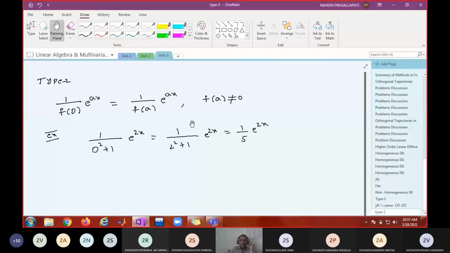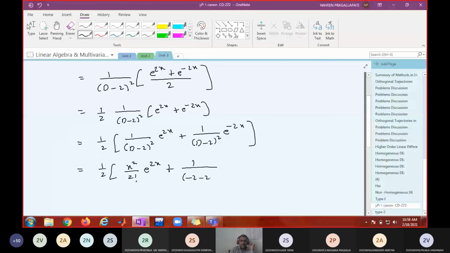Yes. Now, according to this, what is the answer now? Replace d with minus 2. What is minus 2 minus 2? Minus 4, whole square, e power minus 2x. Is this non-zero or 0? This is non-zero. You cannot apply the same technique to the first term because 2 minus 2 is 0, so the type 2 formula won't work there. Here you have to apply the type 1 formula, and here you have to apply the type 2 formula. Is this point clear to all of you?